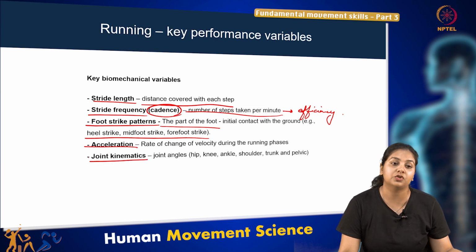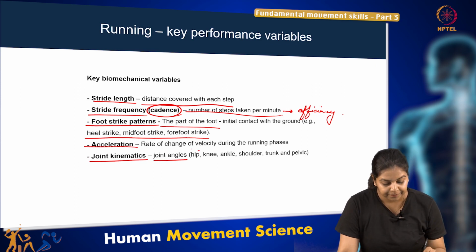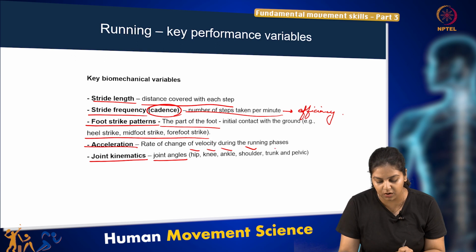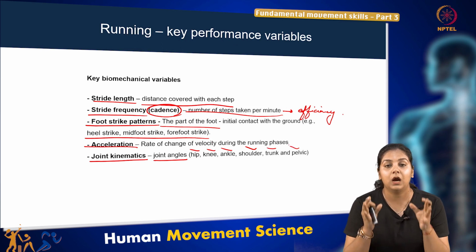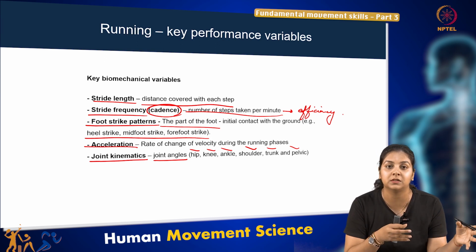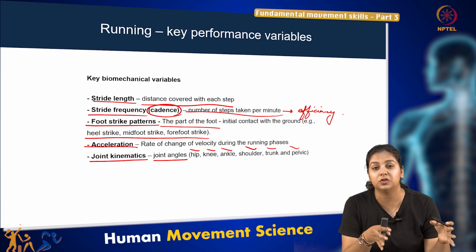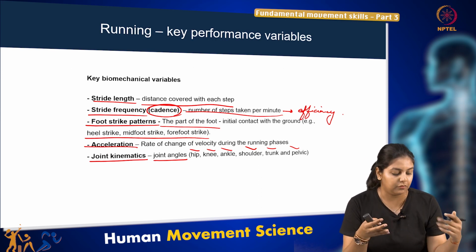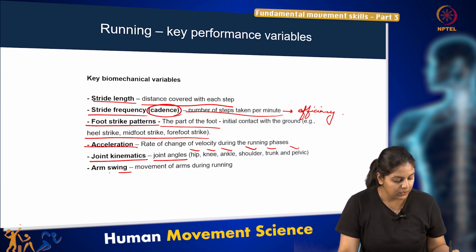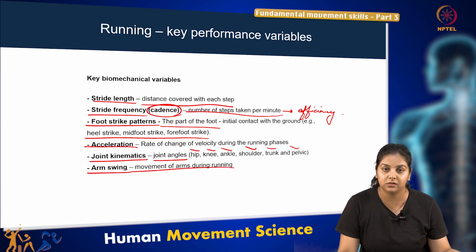Apart from acceleration, you also look at joint kinematics. You look at joint angles at the hip, knee, and ankle, which is the lower body. You would also look at the shoulder angle, in terms of the torso twist, or your trunk and pelvis as well, to understand how the body is positioned, how you are executing the arm swing, what's the interaction between these segments, and how the force is being transferred. All of these can be informed by understanding the joint kinematics heavily. Again, for your arm swing, you would look at the movement of the arms during running, so the angles.